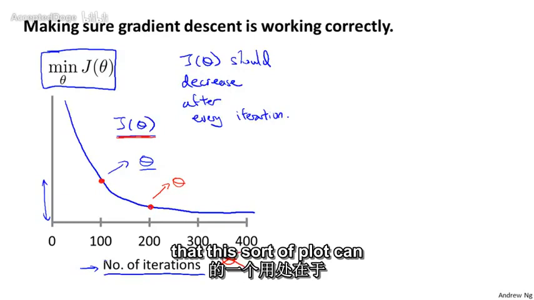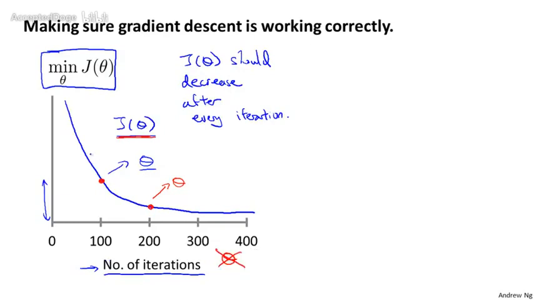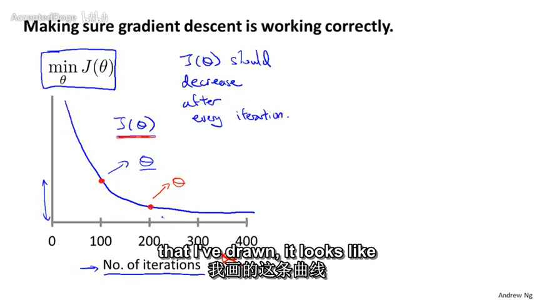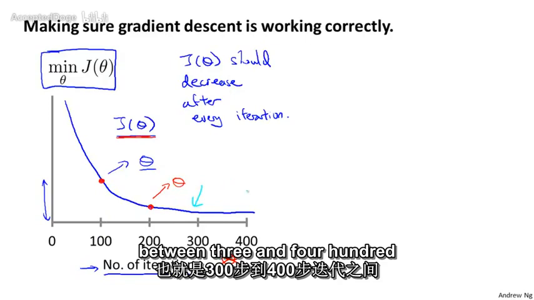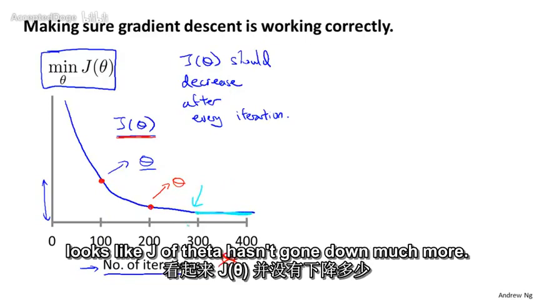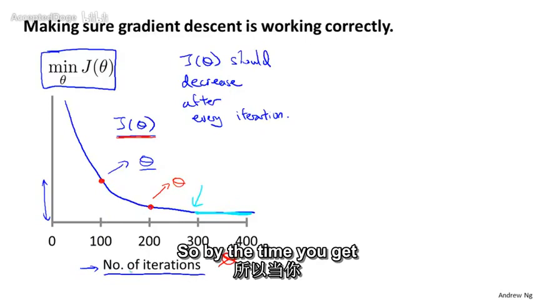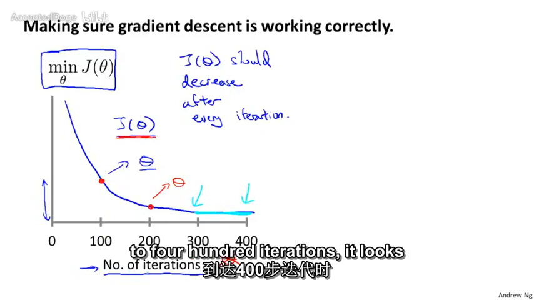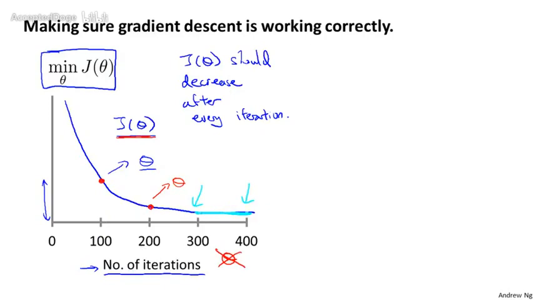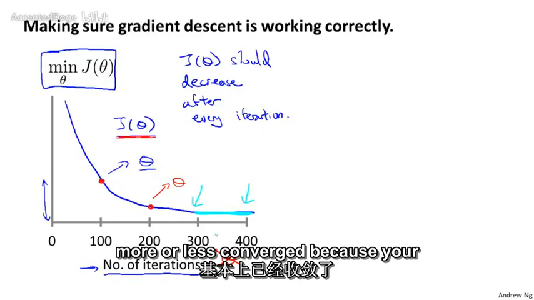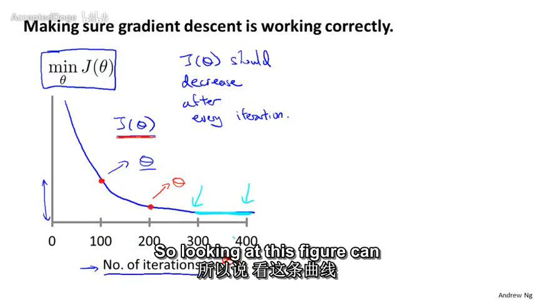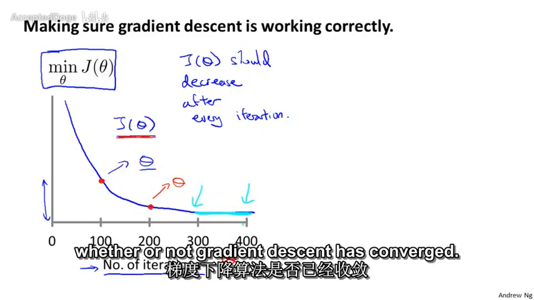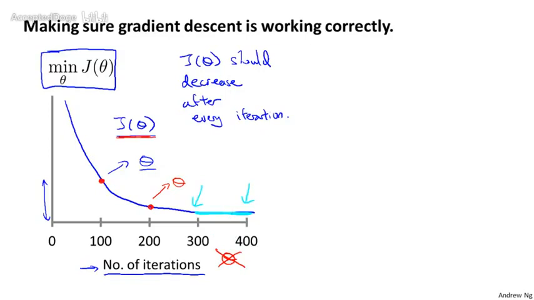And one useful thing that this sort of plot can tell you is that if you look at the specific figure that I've drawn, it looks like by the time you've gotten out to maybe 300 iterations, between 300 and 400 iterations in this segment, j of theta hasn't gone down much more. So by the time you get to 400 iterations, it looks like this curve has flattened out here. And so way out here at 400 iterations, it looks like gradient descent has more or less converged because your cost function isn't going down much more. So looking at this figure can also help you judge whether or not gradient descent has converged.